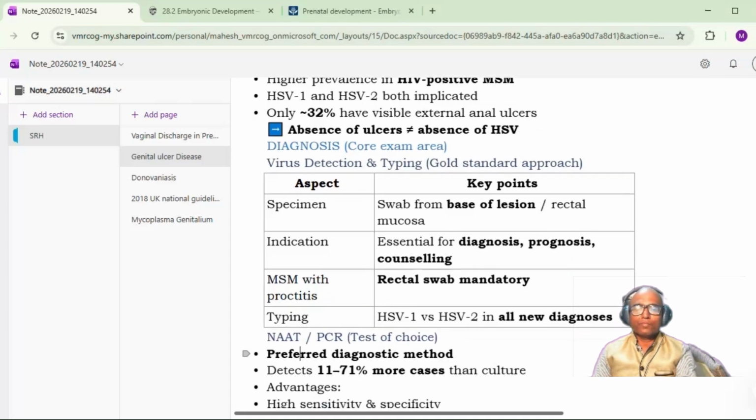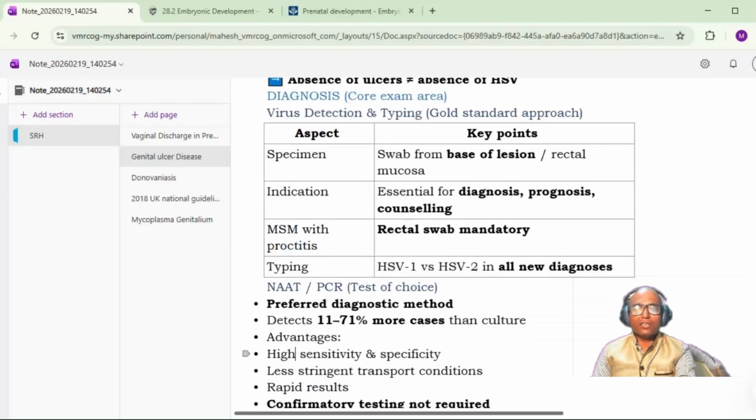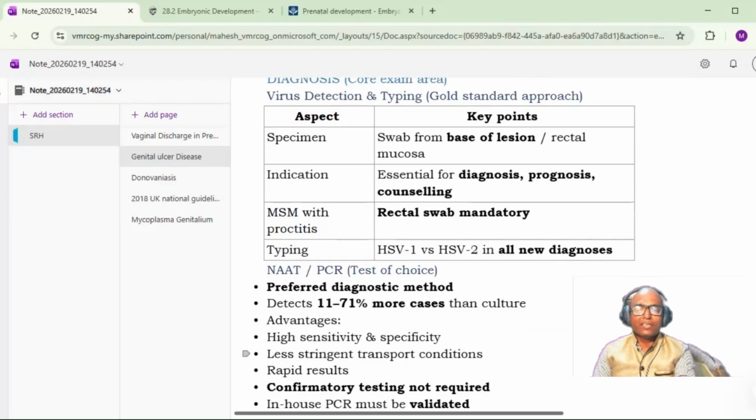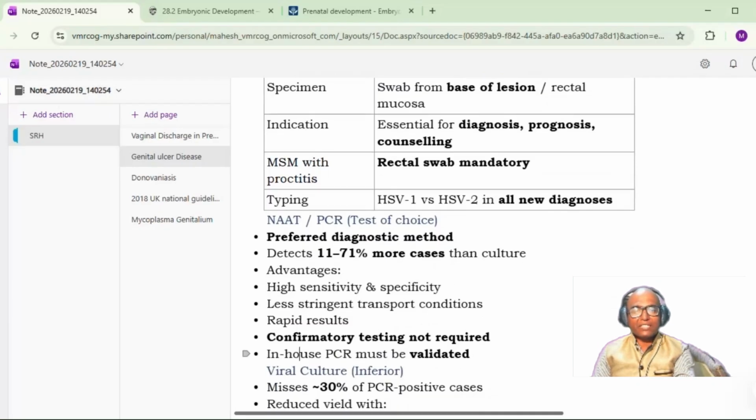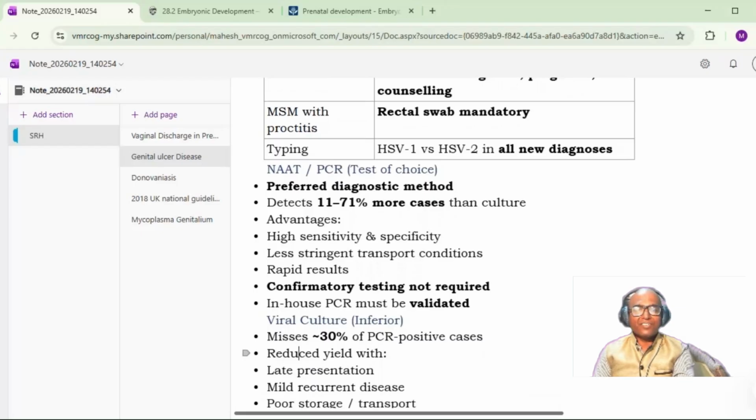The NAT PCR is the test of choice, the preferred diagnostic method. It detects 11 to 71% more cases than the culture. So among the culture and the NAT, it is the NAT which is preferred. It has high sensitivity and specificity. It has less stringent transport conditions, and rapid results are available. Confirmatory testing is not required. Once NAT is positive, you say that the test is positive.